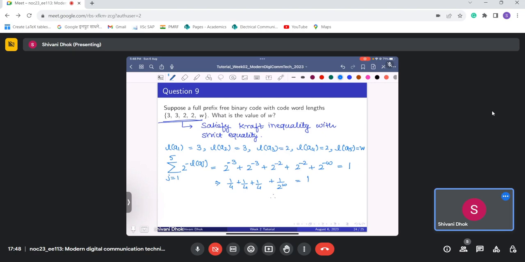So we have 3 by 4 plus 1 upon 2 to the power w equal to 1. Therefore, 1 upon 2 to the power w is 1 minus 3 by 4, that is 1 by 4. Which means 2 power w is 2 power 2, which means that w is 2 bits. Which means that using this set of lengths, I can form a prefix-free code, and this prefix-free code will be full.